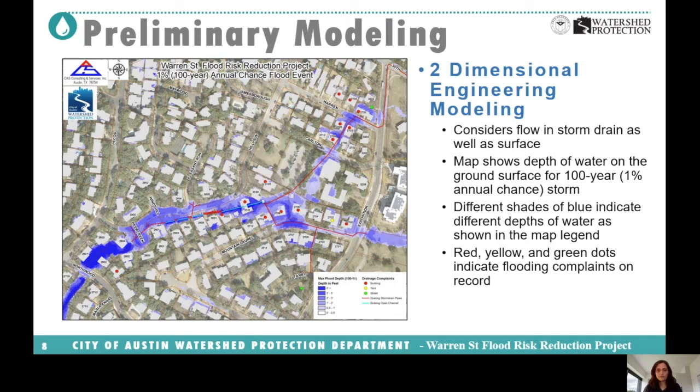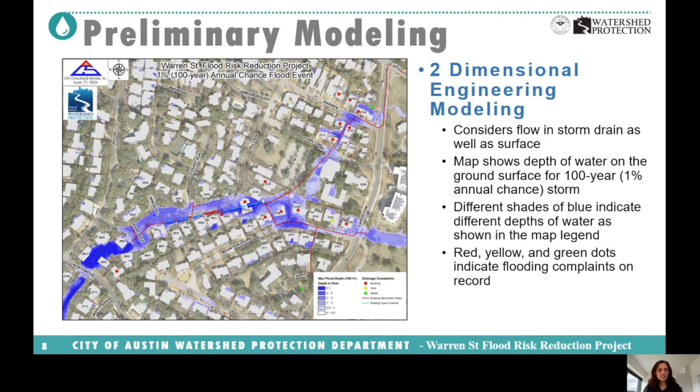where it is ponding and causing flooding. So the map on the left is showing the result of the depth of water on the ground surface for a 100-year storm. The 100-year storm is a 1% annual chance storm, and different shades of blue represent different depths, as shown in the legend on the bottom right of the map.